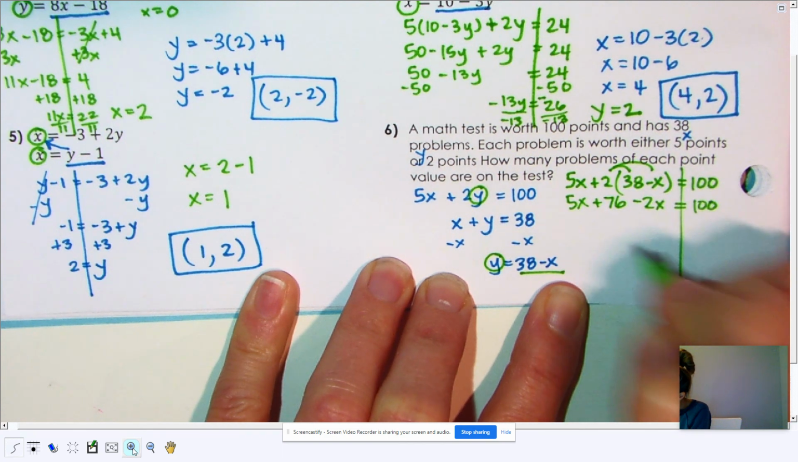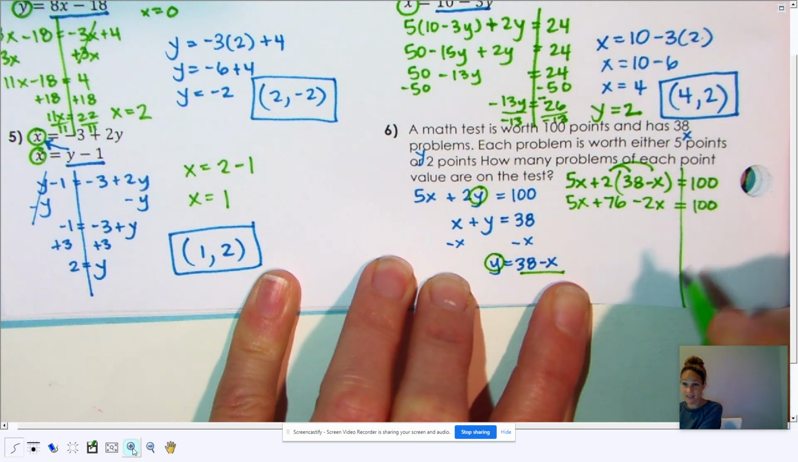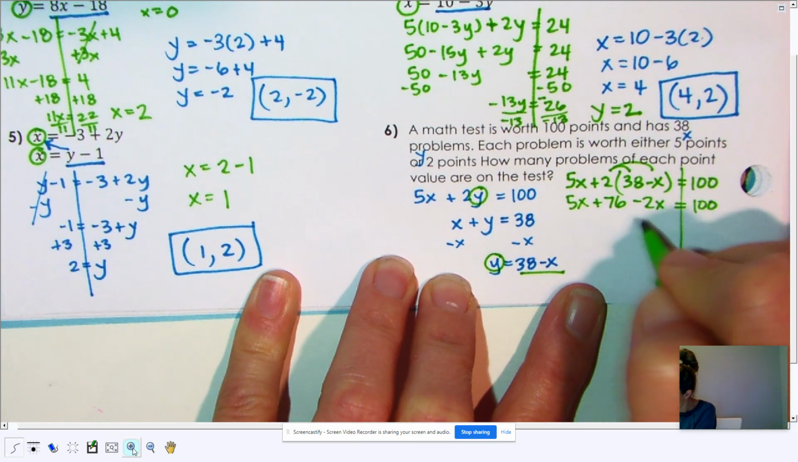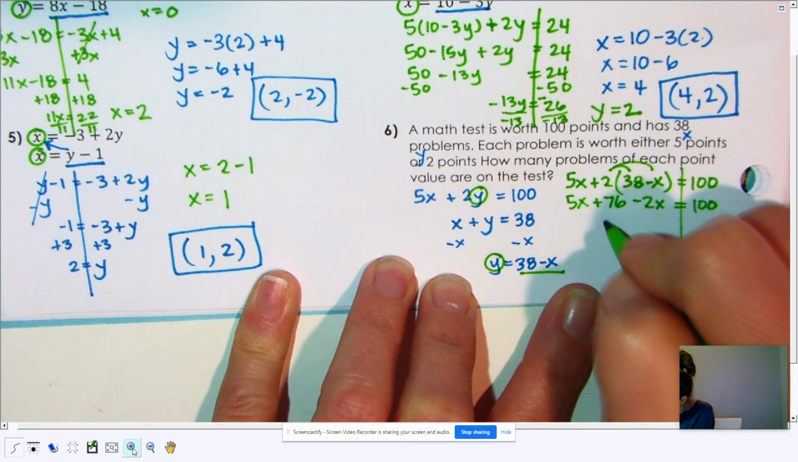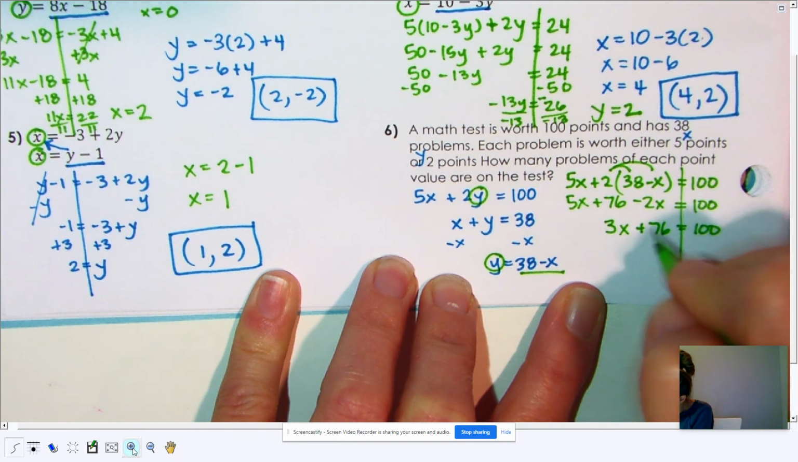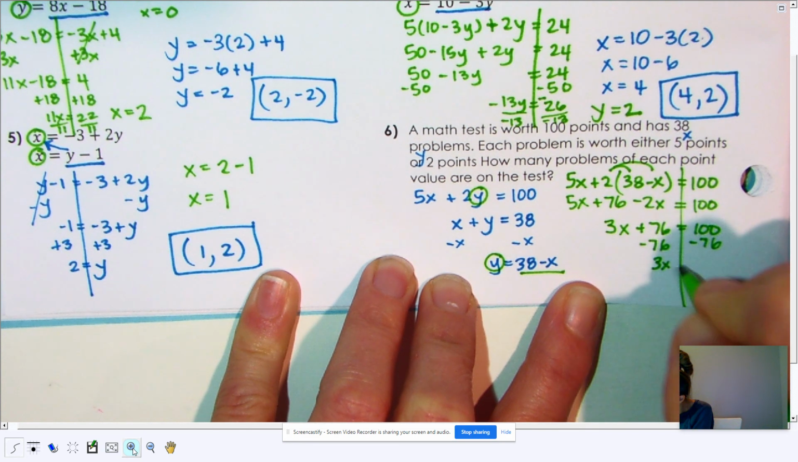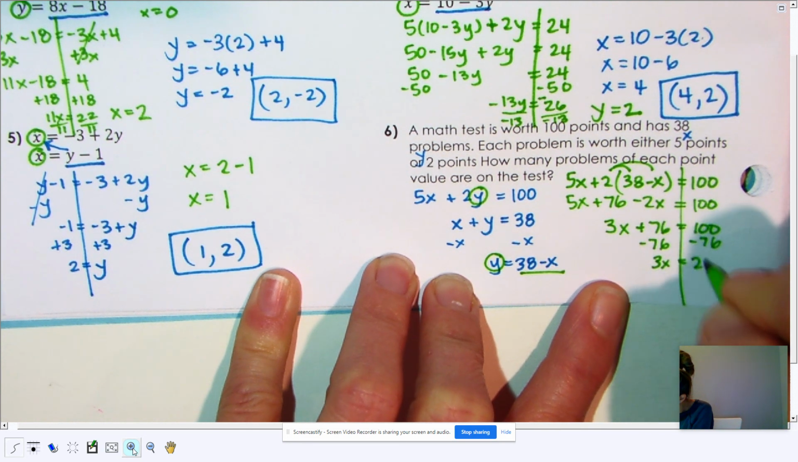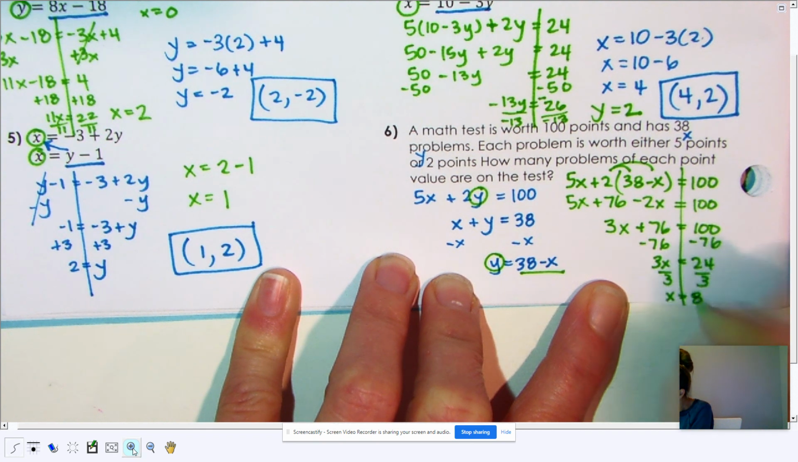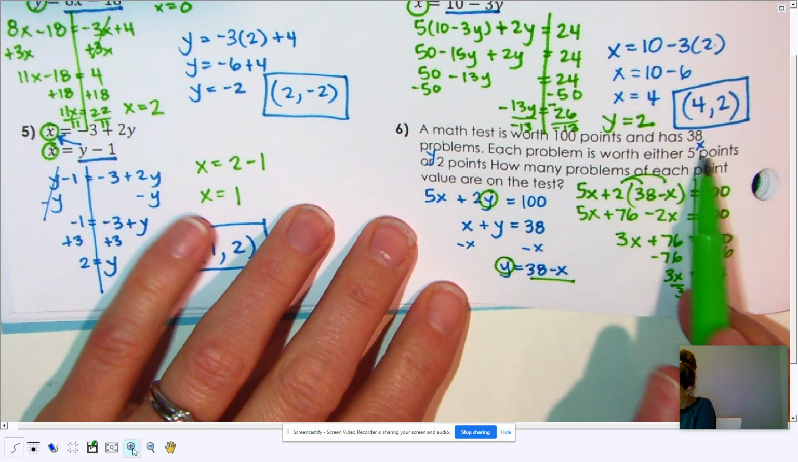And then we're going to put the x's together. We've got 5 x's and 2 x's. So that makes 3 x's. Sorry, 5 take away 2. So 3x plus 76 equals 100. I'm going to minus the 76 on both sides. So I have 3x is equal to 24. Divide by 3, x equals 8. Okay, so there are 8 of the x problems.